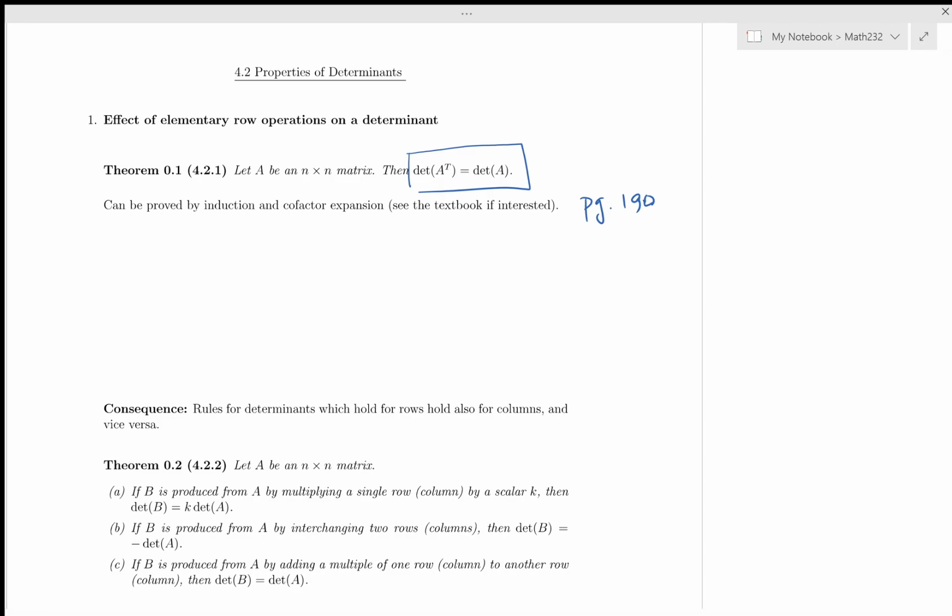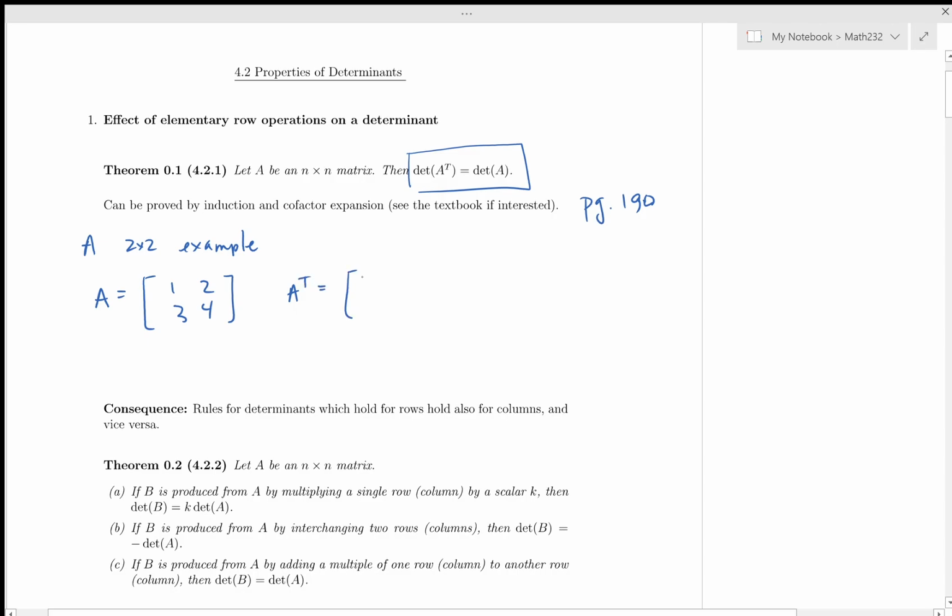Let us do a 2x2 example just to see this in action. It's fairly straightforward, and it also reminds us how to calculate a 2x2 determinant. We'll take a matrix A, which is 1, 2, 3, 4. Then we take the transpose of that matrix, which looks like this: 1, 3, 2, 4. The rows and columns have been exchanged. Then we calculate the determinant of A. That would be 1 times 4 minus 2 times 3, and that gets minus 2.